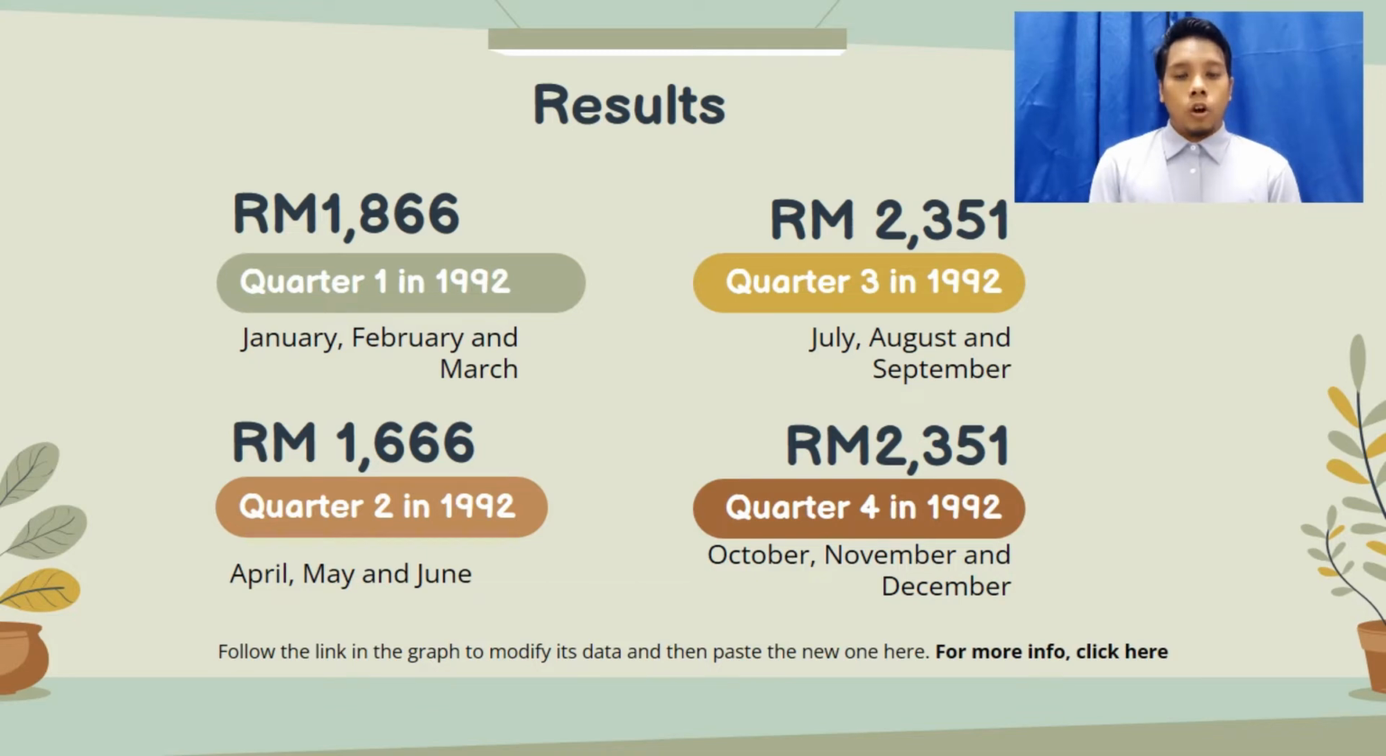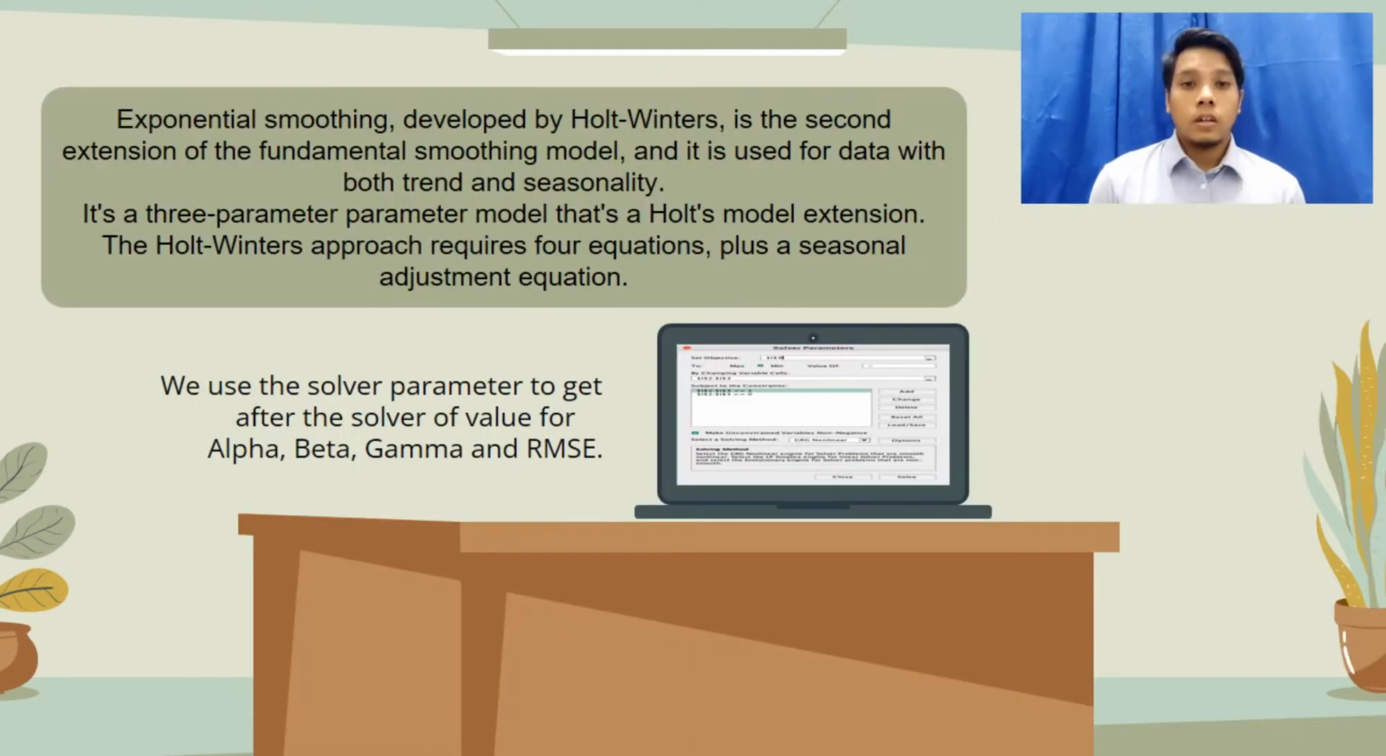Therefore, we use the Holt-Winters method as one of many time series prediction methods which can be used for forecasting. Exponential smoothing, developed by Holt-Winters, is the second extension of the fundamental smoothing model and is used for data with both trend and seasonality. It's a 3-parameter model, an extension of Holt's model. The Holt-Winters approach requires 4 equations plus a seasonal adjustment equation, and we use the solver to get the values for alpha, beta, gamma and RMSE.